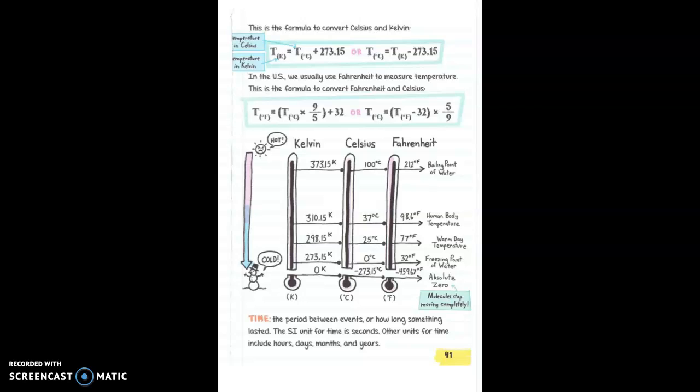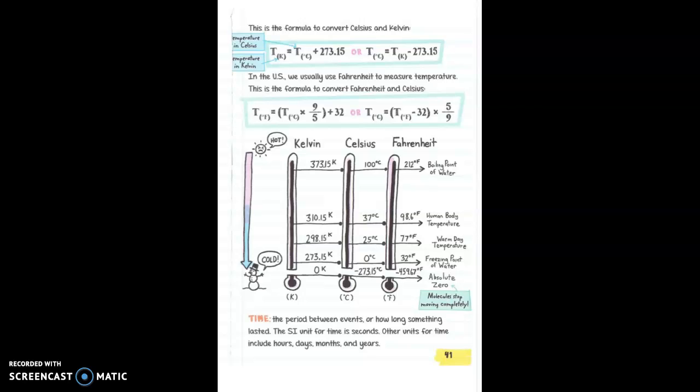In the US, we usually use Fahrenheit to measure temperature. This is the formula to convert Fahrenheit and Celsius. So it gives you the two formulas. Personally, I just look at a thermometer that has both of them on it. It's a lot easier. So there you just have the hot and the cold.